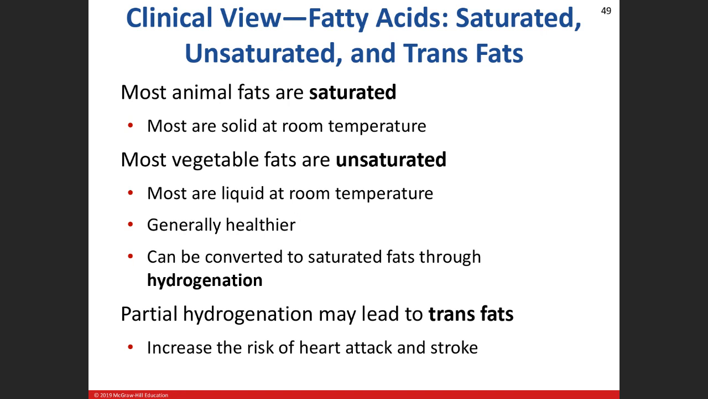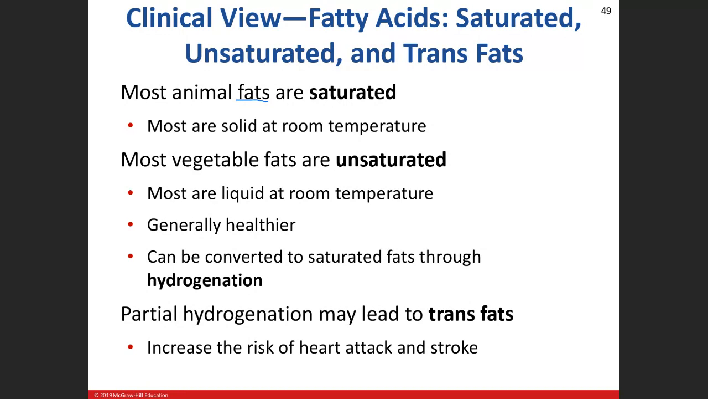All right, so when we look here, we talk about the clinical view, the importance of these fats. A couple things that you want to understand. When we talk about fats, if something is a solid at room temperature, we usually refer to it as a fat. If something's a liquid at room temperature, we usually refer to that as an oil. But they're essentially the same thing. One's in liquid form, one's in fat form.